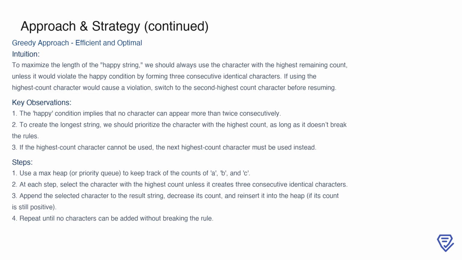Finally, if the top character cannot be used, we select the next highest count instead. The steps to implement this approach involve using a max heap, or priority queue, to track the counts of A, B, and C. At each step, we select the character with the highest count, append it to the result string, and decrease its count. If the count remains positive, we reinsert it into the heap. This process is repeated until no characters can be added without breaking the happy condition.